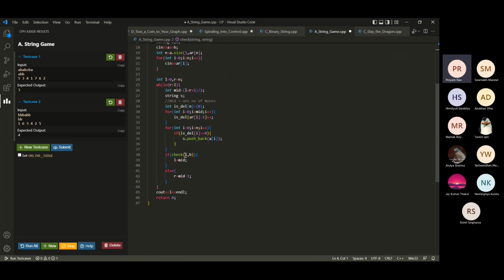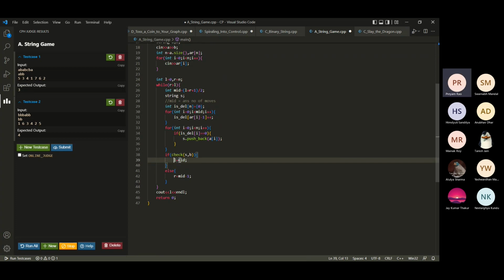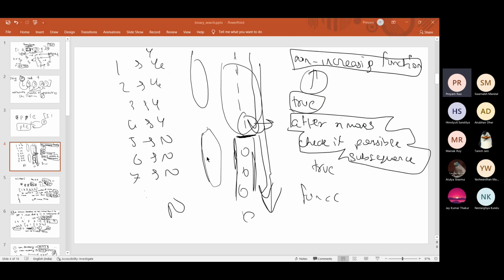So if the string b was a subsequence of s, then we'll update l equal to mid. Otherwise, we'll put r equal to mid minus 1. This essentially means that we are going through the entire array, checking for a particular value of mid if it is a possible subsequence. If it is a possible subsequence, then we'll stop at this point.